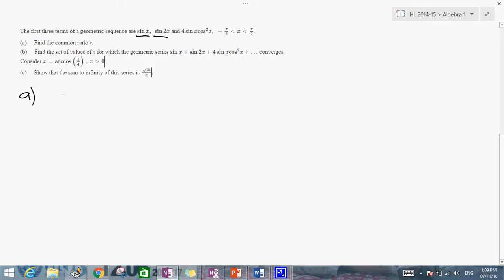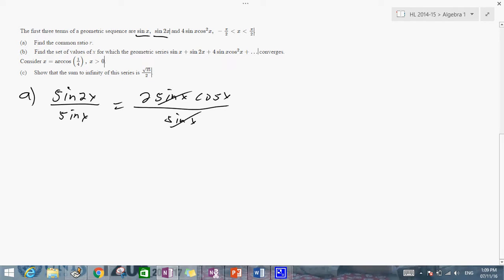So the common ratio is sine 2x divided by sine x. And you can play around with that. That's 2 sine x cosine x divided by sine x, and they cancel out, so it's equal to 2 cosine x. B, find when the geometric series converges.